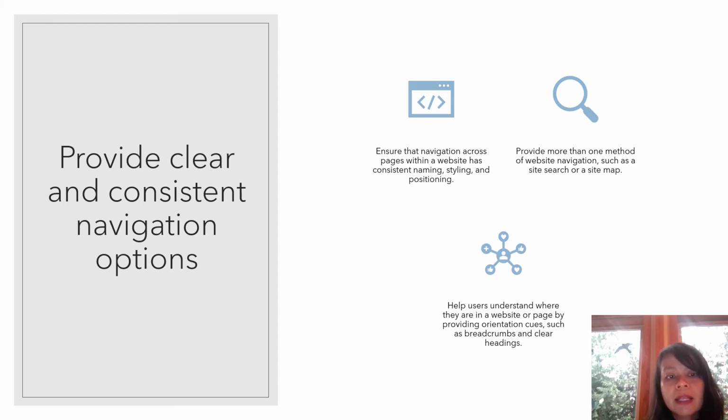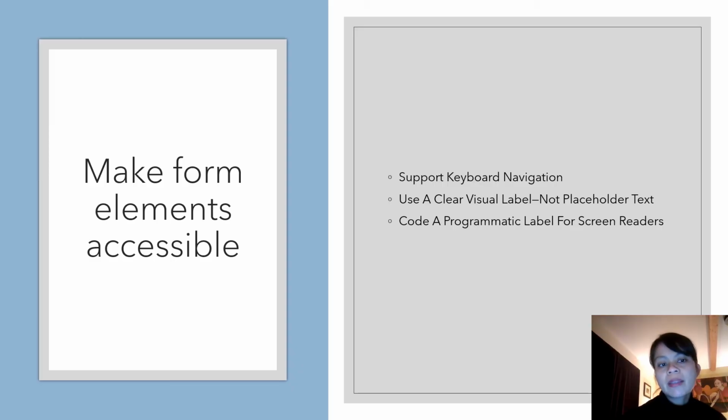So provide clear and consistent navigation options. Ensure that the navigation across the pages within a website has consistent naming, styling, and positioning. Provide more than one method of website navigation, such as offering a site search or a sitemap as well. Help users understand where they are on a website or a page by giving orientation cues like a breadcrumb at the top or clear headings. It is important that you make form elements accessible.